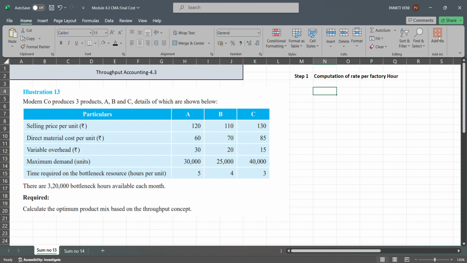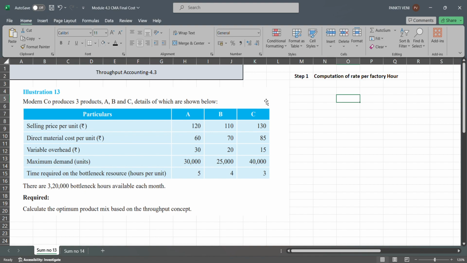There is one more clause. Only direct material and labor is considered as variable cost here. Anything else other than direct material cost will not be considered as my variable cost. So selling price per unit minus direct material will give me my contribution.